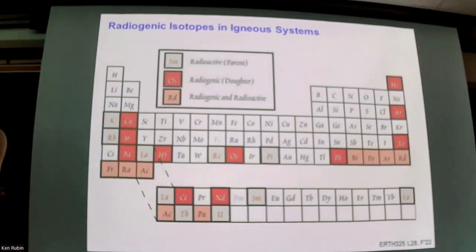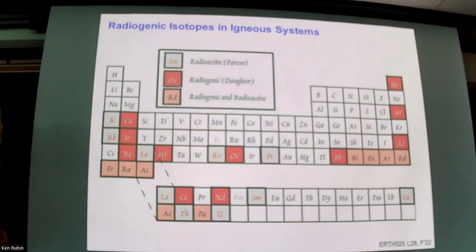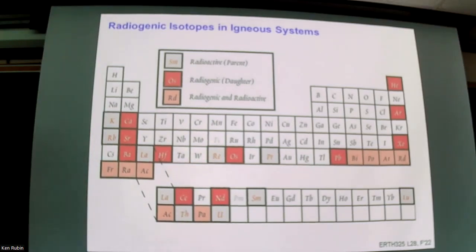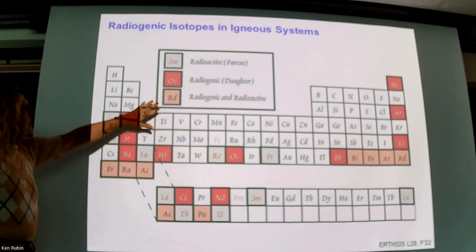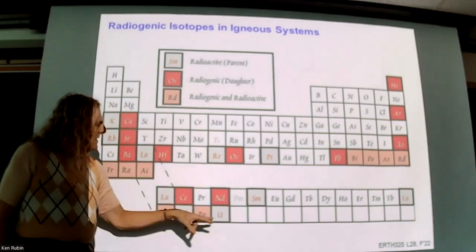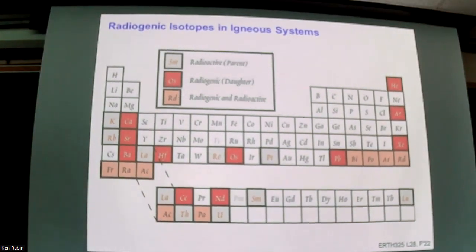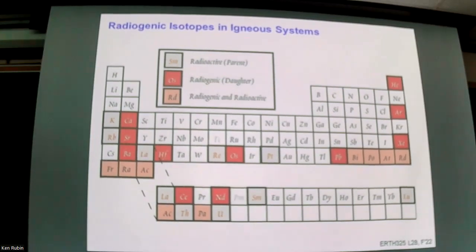I just had a question. For osmium, you said that the parent was rhenium. Yeah. But then up there, can it have more than one parent? Because up there, doesn't it say samarium? That's the parent. This is just the legend, right? So the things in gray are parents. That's a parent, that's a parent, that's a parent. Gotcha. Okay, because I was like, wait, can they have more than one parent? Because I thought that was what it was referring to.